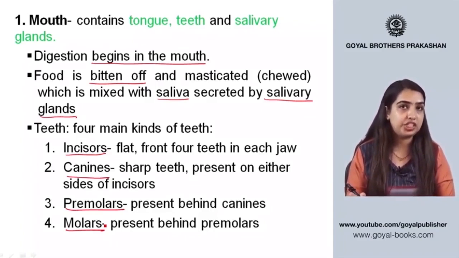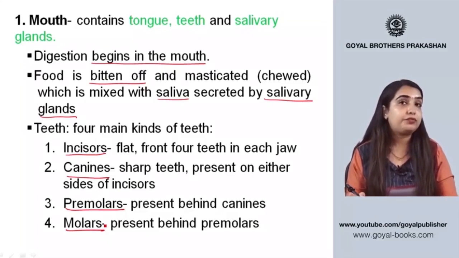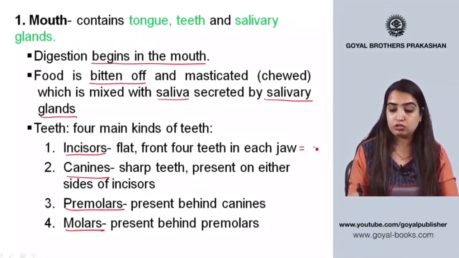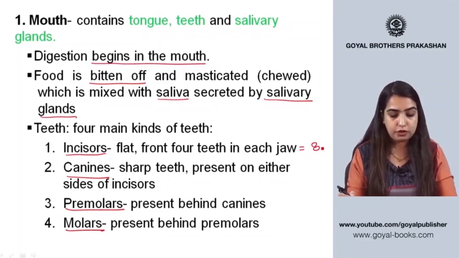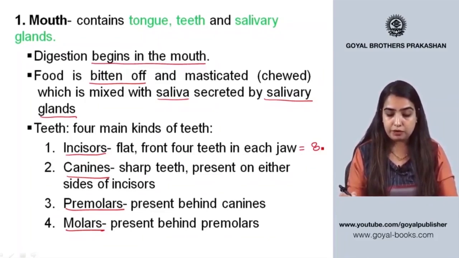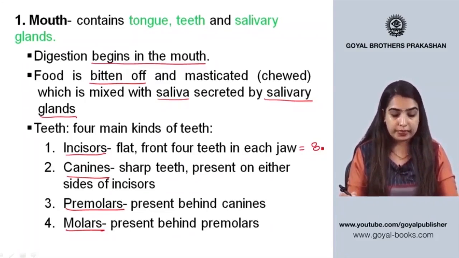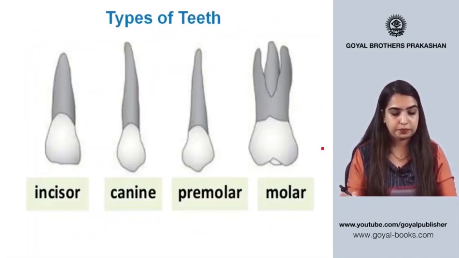Incisors are flat teeth. They're present in the front. There are 4 teeth in each jaw. So you would see there are a total of 8 incisors in your mouth. Followed by canines, which are sharp teeth, and they're present on either side of the incisors. Next, there are premolars, which are present behind canines, followed by molars, which are present behind premolars.